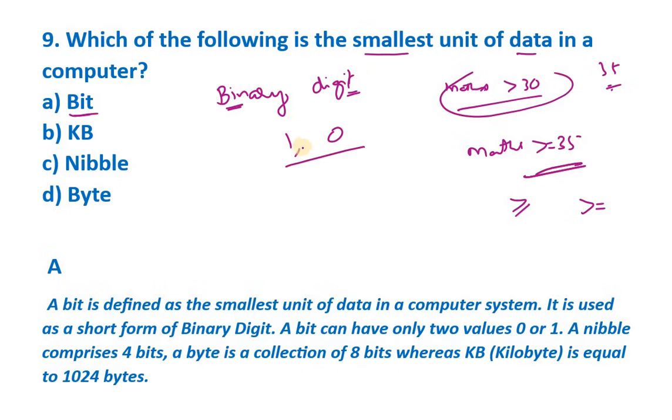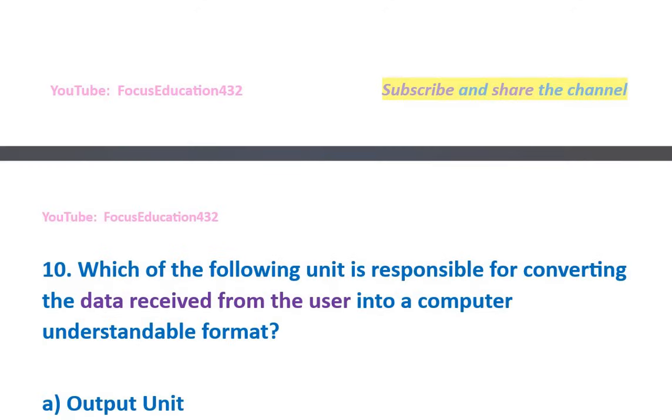These are binary numbers. Out of these two, what is a bit? It is a 1 or 0. So bit can be 1 or bit can be 0. Not both. Right? So bit means a 1 or 0. This is the smallest unit of data. A 1 or a 0 of binary number is the smallest unit of data in a computer. We will see what is kilobyte, nibble, byte and some other questions later, because otherwise it will be lengthy.